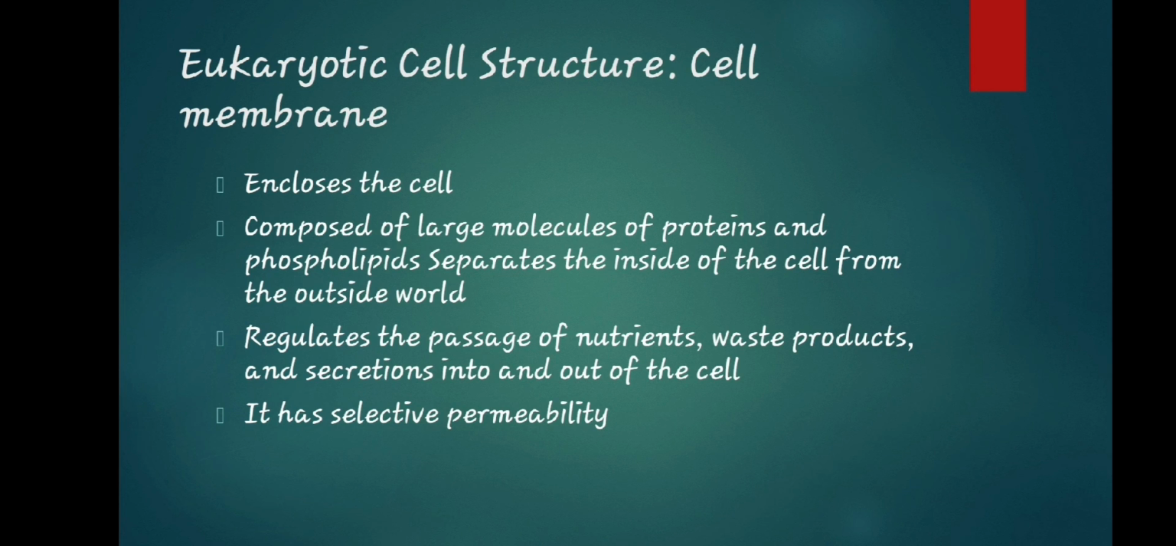The next part of the eukaryotic cell is the cell membrane. The cell membrane is also known as the plasma, cytoplasmic, or cellular membrane. The function of the cell membrane is to regulate the passage of nutrients, waste products, and secretions in and out of the cell. That is why it encloses the cell. The cell membrane is also composed of large molecules of proteins and phospholipids that separate the inside of the cell from the outside world. The cell membrane also has selective permeability, or the property of being selectively permeable.